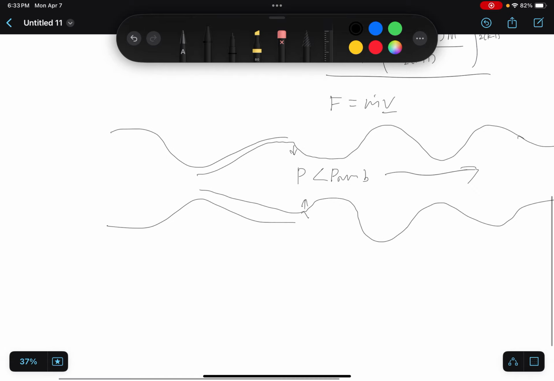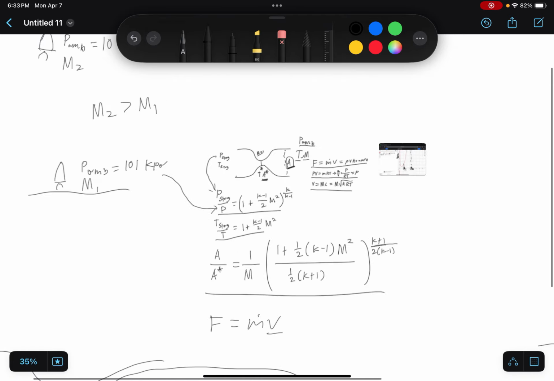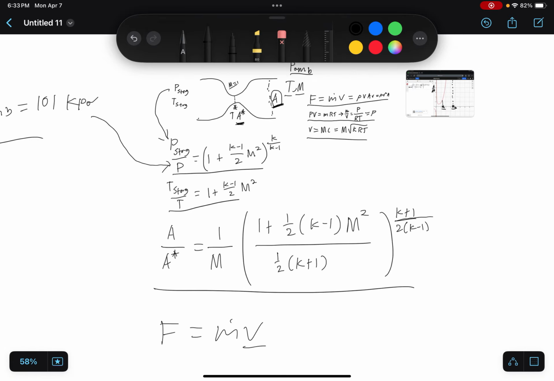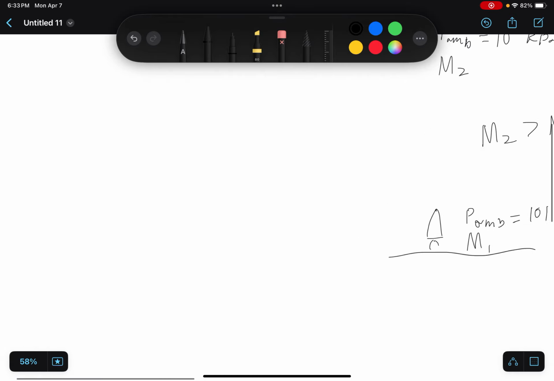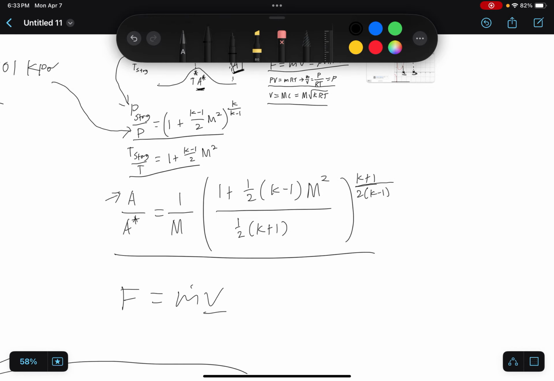And the way you do that is by always having the exhaust pressure equal to P ambient. And the way you do that, like we talked about in the last video, is you control the area as the rocket's going up and up and up. You control the area.